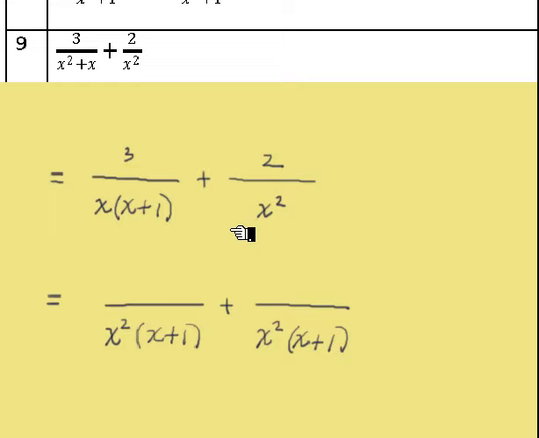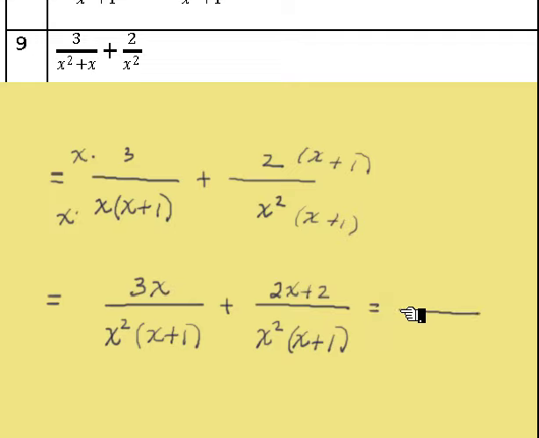Now we'll get our equivalent fractions. We have to multiply this denominator by x. So do that to the numerator and denominator. So here we have a 3x. And we have to multiply the second denominator by x plus 1. In this numerator we have 2x multiplying through 2x plus 2. And now just add those numerators. 3x plus 2x is 5x. So we have 5x plus 2. And the denominator is x squared times x plus 1.